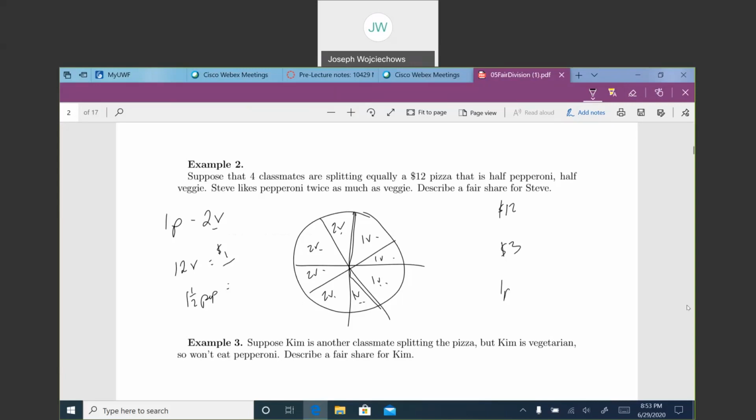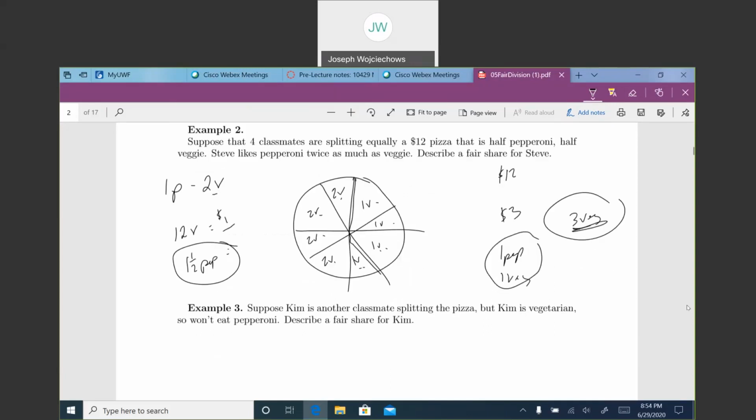1 pepperoni and 1 veggie is the way to go. But this would work too, as would 3 veggies. All 3 of those would be, in Steve's mind, a fair value. Now, as I said, especially this one here, some of the other people would not consider that a fair value. This one here they would consider fair because everybody gets a share. This here would be iffy as well.